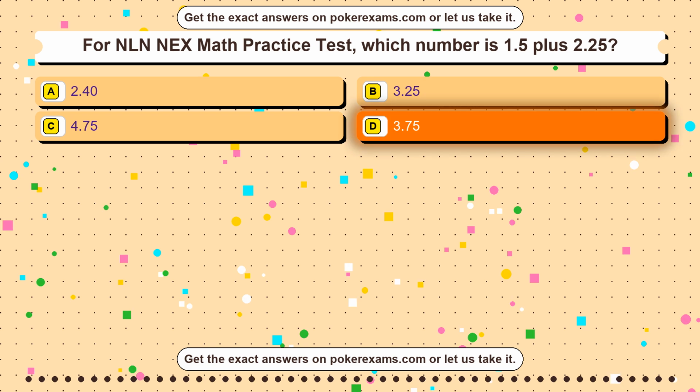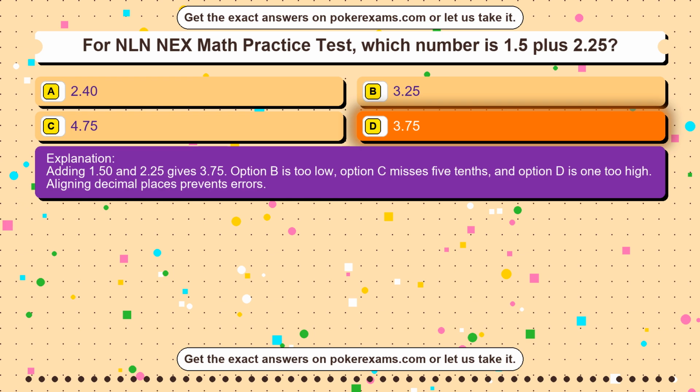3.75. Adding 1.50 and 2.25 gives 3.75. Option B is too low, option C misses 5/10, and option D is 1 too high. Aligning decimal places prevents errors.